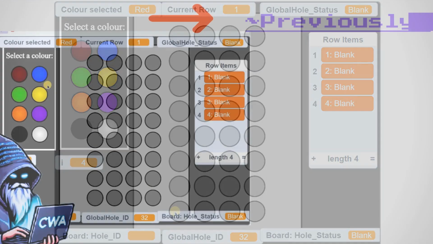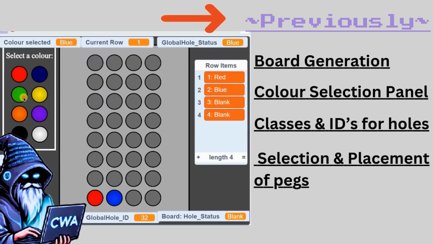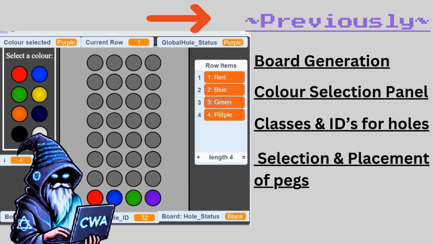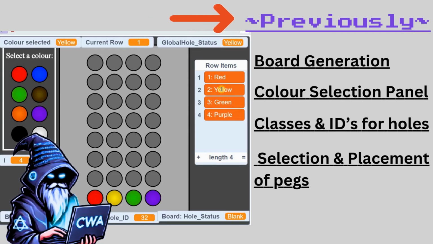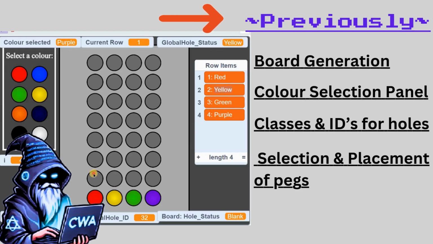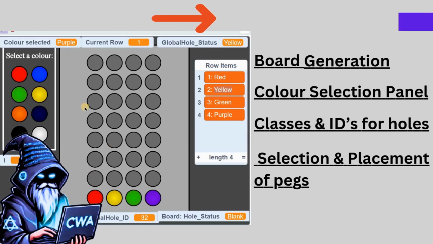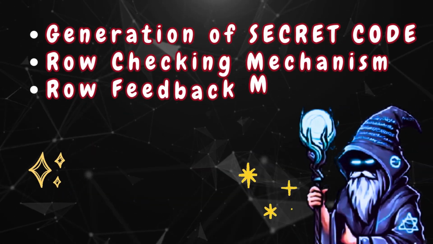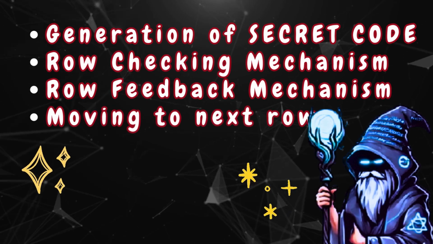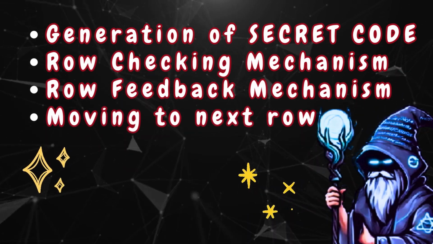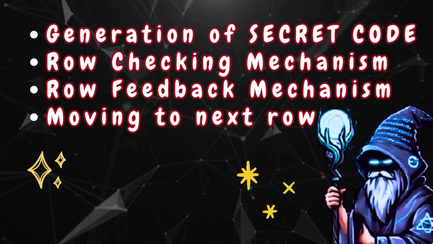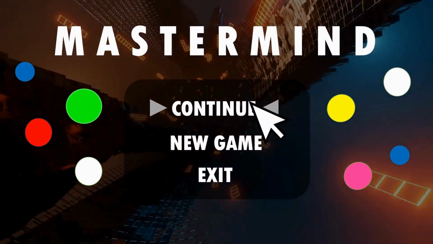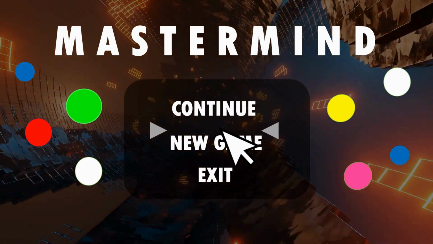In part 1, we generated the board, created a color selection panel, assigned classes and IDs to the holes to behave as rows, and were able to choose and place pegs in the current row. Today, we are diving deeper into the game mechanics. We will be working on the generation of the secret board, row checking and feedback mechanism, and moving on to the next row. Let's jump into action and bring our game to life.